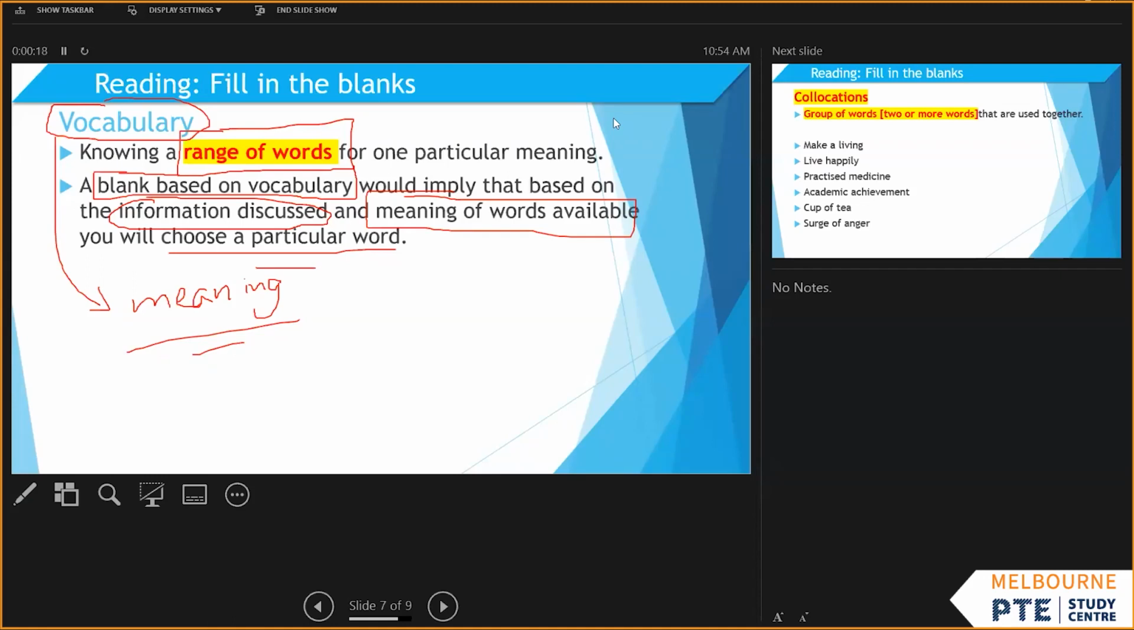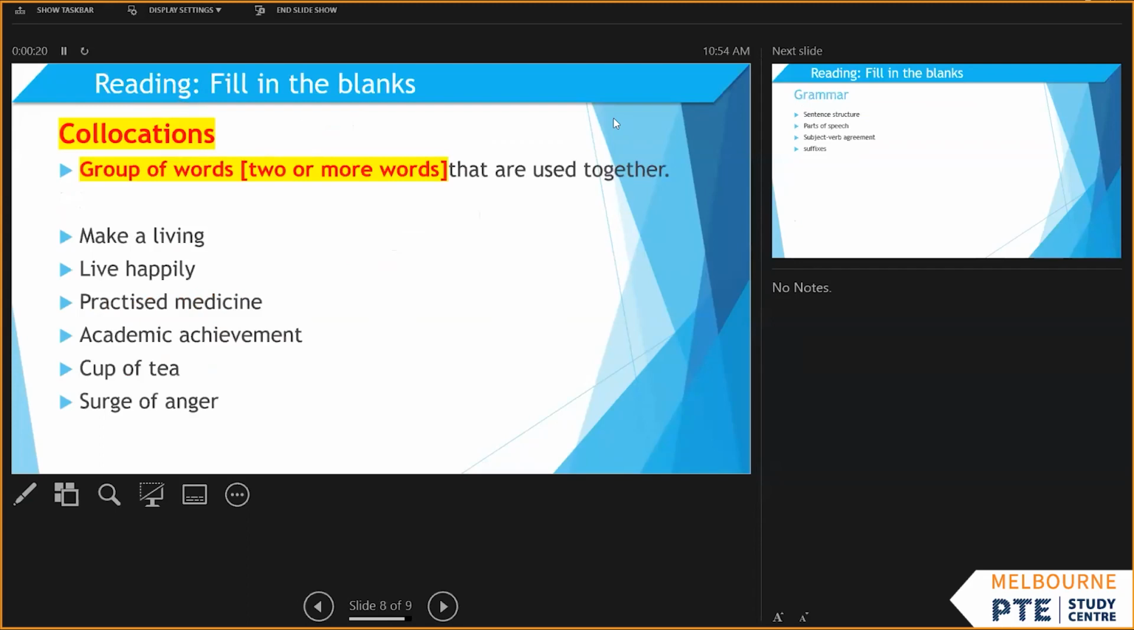Okay. Now, telling you guys about collocations. Have a look over here. What does it say? This is saying that collocations are what? Collocations are a group of words, as in two or more words that are used together, or you can say used with each other, to give a particular meaning. And you have some examples listed over here.